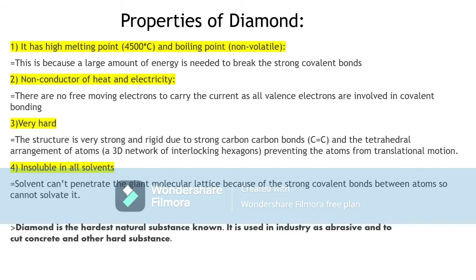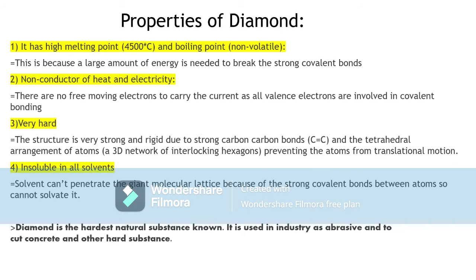Number 1 is that it has a high melting point of 4500 Celsius, because a large amount of energy is needed to break the strong covalent bonds. Number 2 is that it is a non-conductor of heat and electricity, because there are no free-moving electrons to carry the current, as all valence electrons are involved in a covalent bond. Number 3, it is very hard. The structure is very hard and rigid due to the strong carbon-carbon bonds and the tetrahedral arrangement of atoms, a 3D network of interlocking hexagons, preventing the atoms from translational motion.